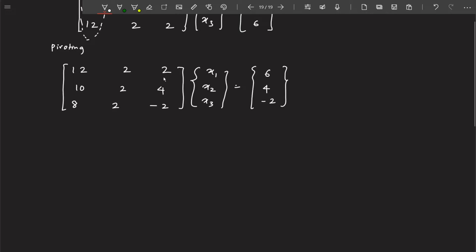Now you want to make this element 0. If you want to make this element 0, first you are going to make this element 1, then multiply by it and subtract it from this element. That means what you are going to do is write down what?